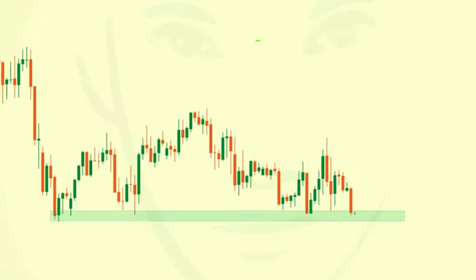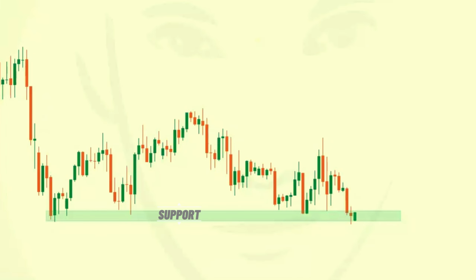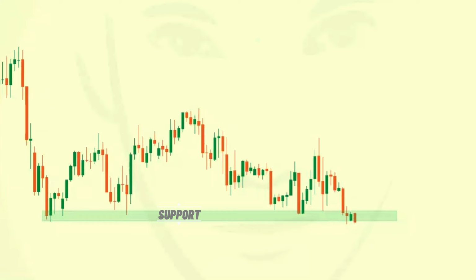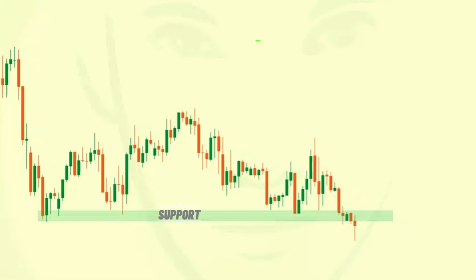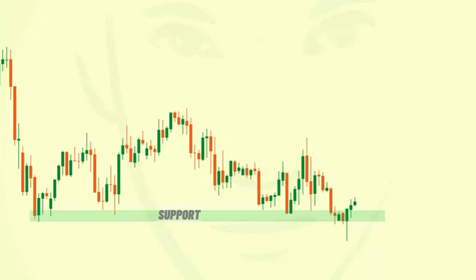Support is a price level where buying interest is consistently strong enough to overcome selling pressure. It's like a floor. As price falls and approaches support, buyers step in because they perceive the asset as being at a good value. This increased demand causes the price decline to halt and often reverse upwards. It's where the market has historically said, enough is enough, it's cheap here.